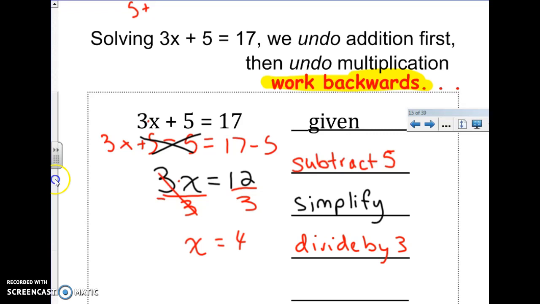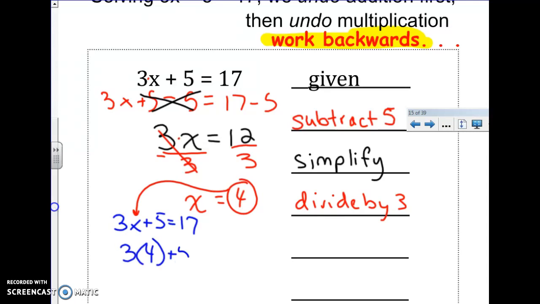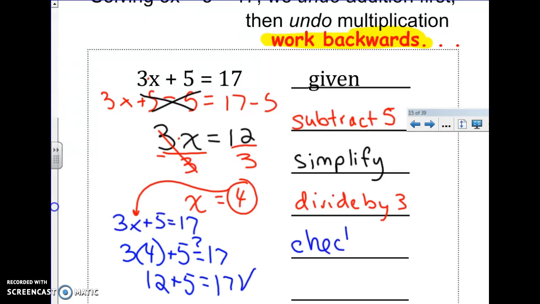And then finally, you know how much I want you guys to check your work. We're going to go ahead and take the original equation, 3x plus 5 equals 17, and I'm going to take this value we found for x and see if it works. So does 3 times 4 plus 5 give me 17? 3 times 4 is 12, plus 5 is 17. So yes, I have checked it.